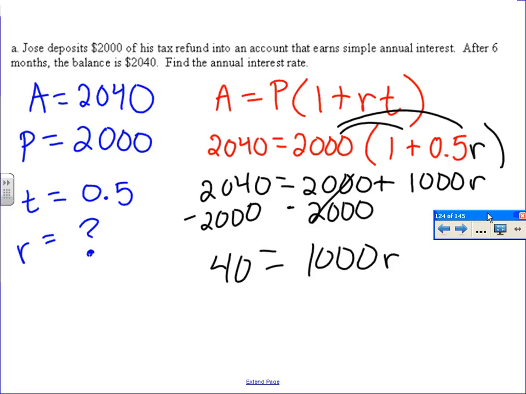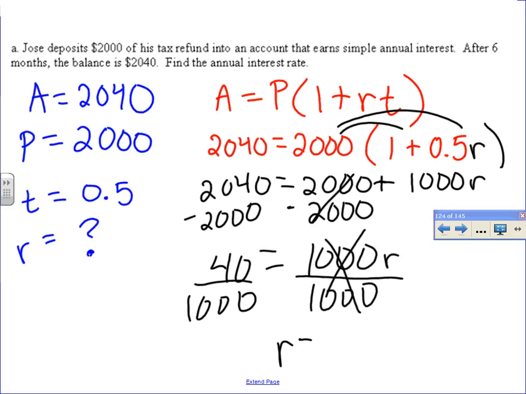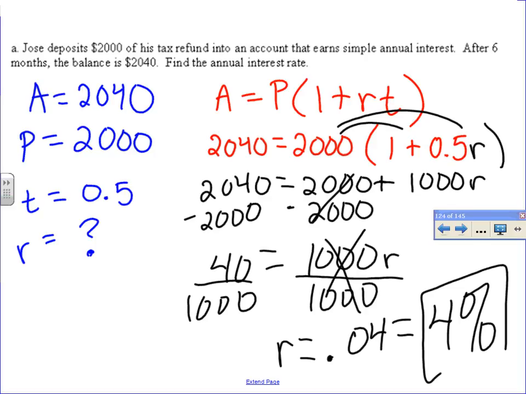Gio? Good. Divide both sides by 1,000. We need to get R by itself. That is what we are finding. So we end up with R is, what is the decimal first? Nathan S? Good, 0.04, and then you can tell us what percent is 0.04. Joseph? Good. So the interest rate is 4%. And yes, I want you to give me the answer as a percent.